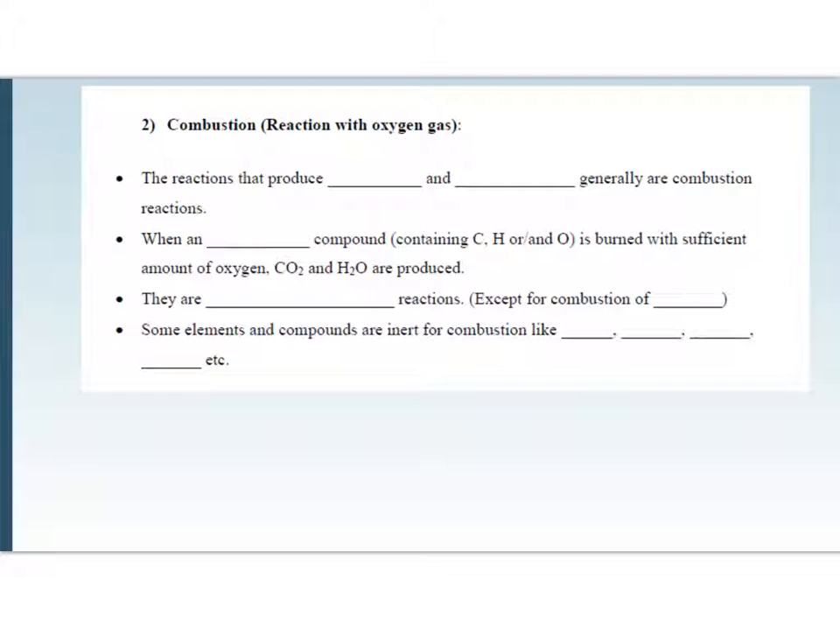Combustion reactions are usually known as reactions with oxygen gas. The reactions that produce heat and flame, but I wrote it as general here. Sometimes there are some combustion reactions that do not produce heat or flame, but these are generally known as combustion reactions. And when an organic compound, which mostly has carbon atoms and hydrogen, oxygen, etc., sometimes sulfur and nitrogen, is burned with a sufficient amount of oxygen, carbon dioxide and water molecules are produced.